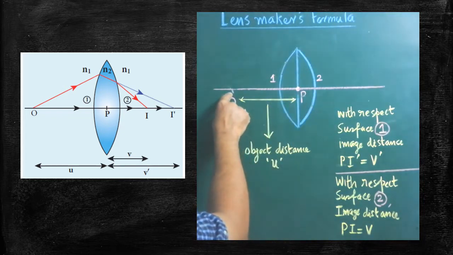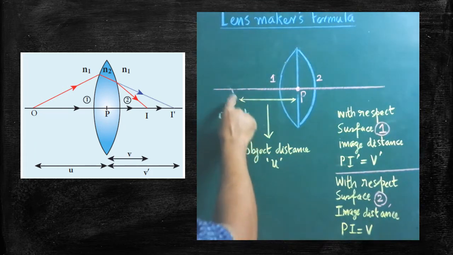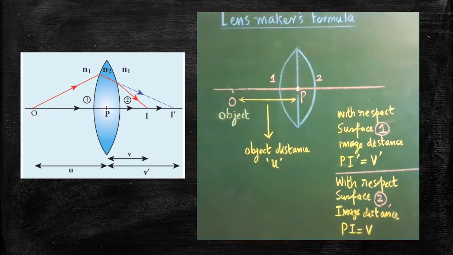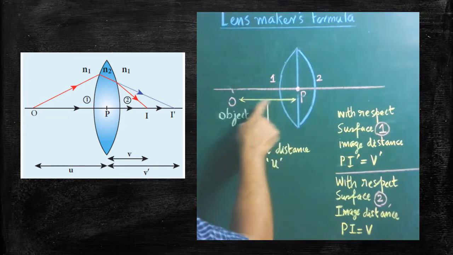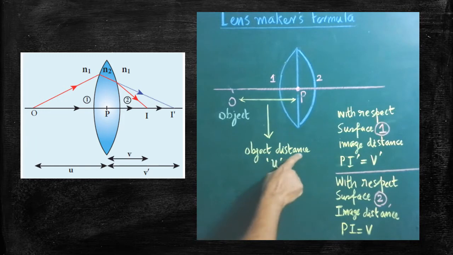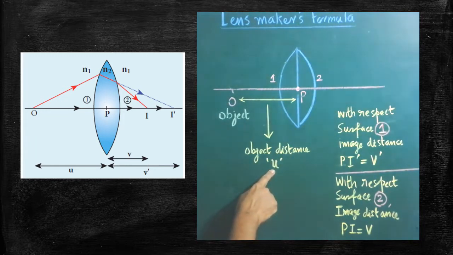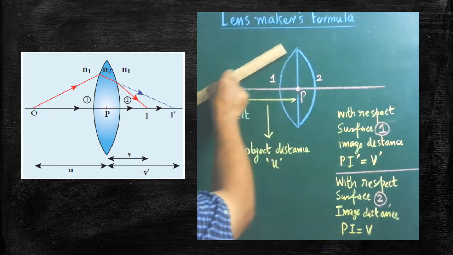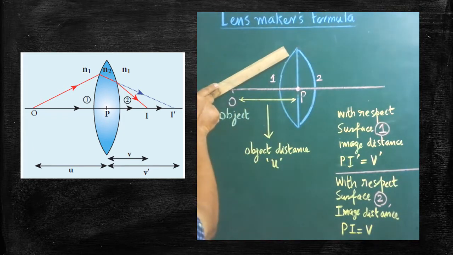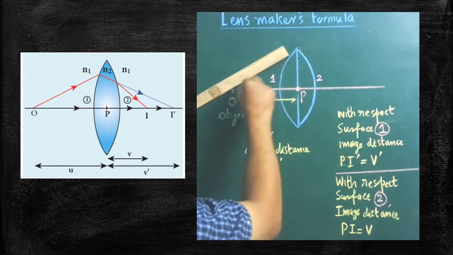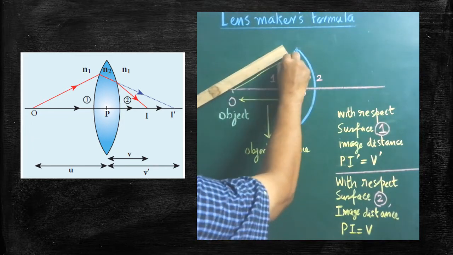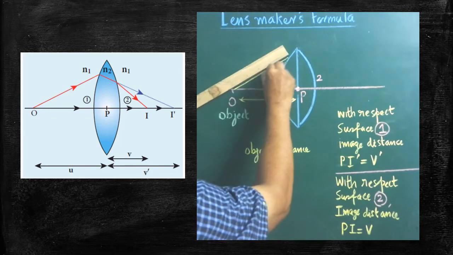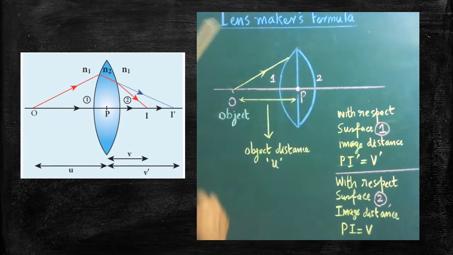I have chosen a point O on the principal axis on which I have kept the object. From the object, the light ray is going to travel. Here the distance between the pole and the object should always be taken as the object distance, which is denoted by the letter U. Here I am going to draw the ray from the principal axis. It is going to be incident on the first surface. Look at that. This is the incident ray. This incident ray is made to be incident on the first surface.